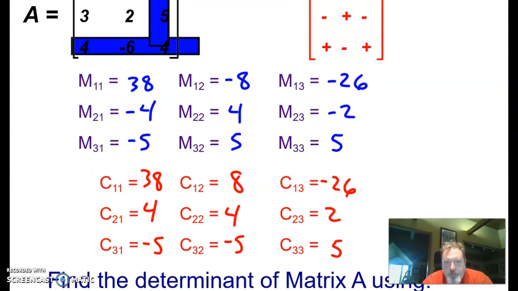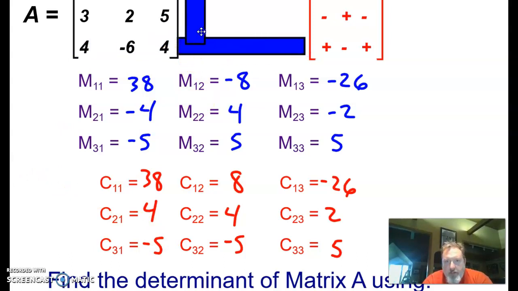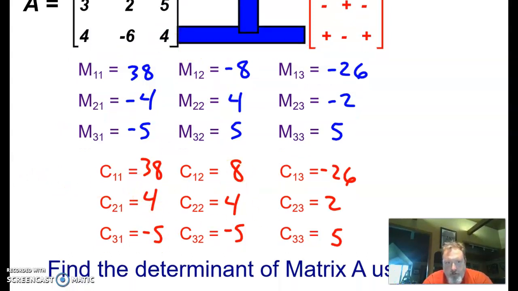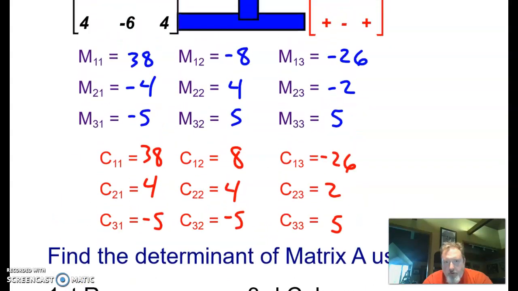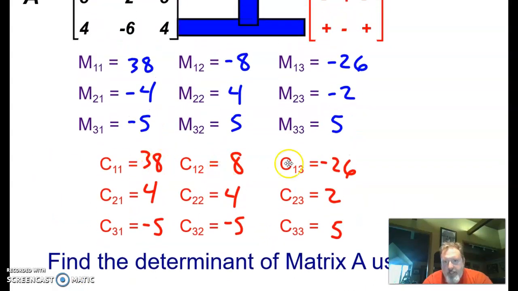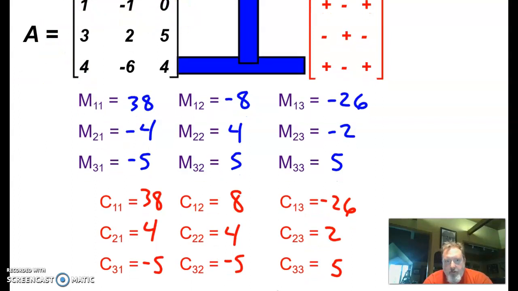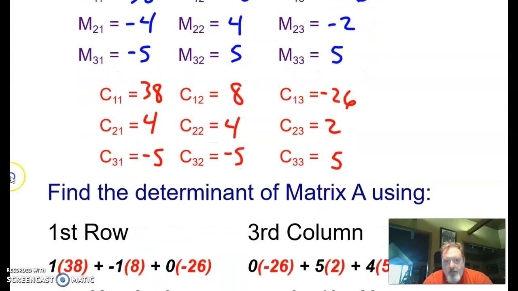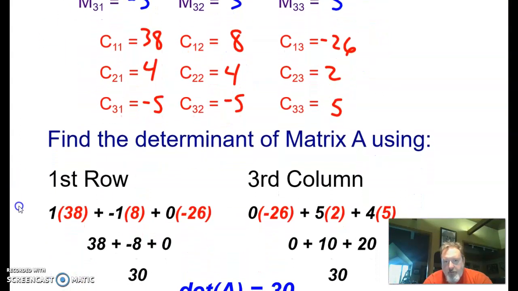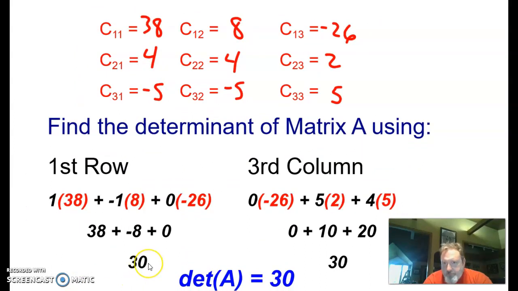Again, we're going to find the determinant, so we are going to use our cofactors, these numbers right here. And for this particular example, first row, so 38, 8, and negative 26 times the first row in the matrix. So 1 times 38, negative 1 times 8, 0 times negative 26. Our determinant's 30.